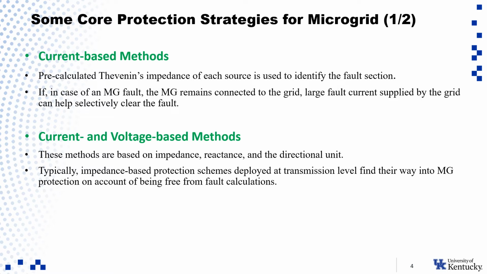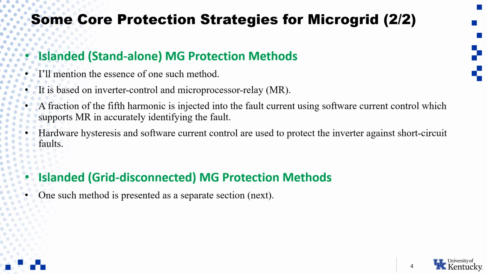Then we have current and voltage based methods. These methods are based on impedance, reactance, and directional unit. Typically, impedance based protection schemes deployed at transmission level find their way into MG protection because they are free from fault calculations. Next, we have protection methods for microgrids that operate in islanded or standalone mode.